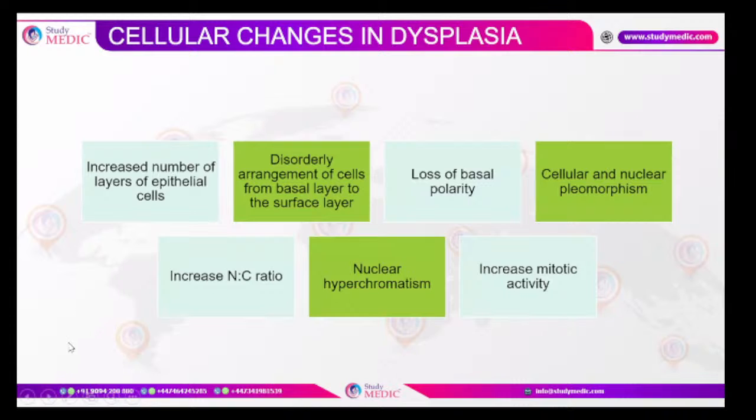So this slide is showing a few changes that are known to occur in a dysplasia. Like, what are the cytological changes? The changes which occur at the cellular level. We see that there will be an increase in the number of layers, that is stratification of the epithelial cells. And also there could be a disordered arrangement of the cells, starting from basal layer to surface layer. Dysplasia, disordered arrangement. Okay, the basal polarity would be lost, and there is a cellular and nuclear pleomorphism, plus an increase in the nuclear cytoplasmic ratio, nuclear hyperchromatism, and also increase in the mitotic activity. Okay, so these are a few changes that are known to occur in dysplasia.